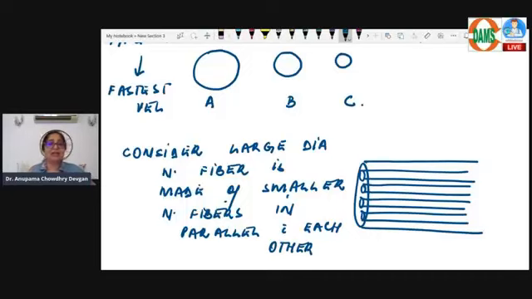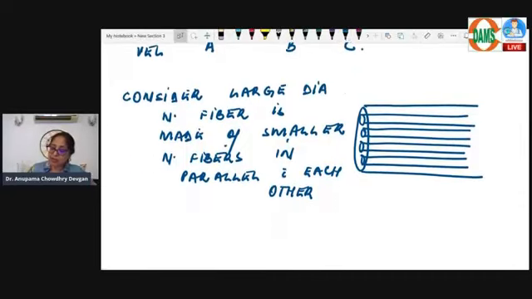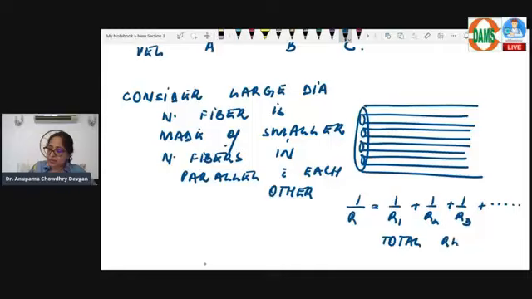And whenever you have anything in parallel with each other, what happens with the total resistance? Total resistance is 1 upon R is equal to 1 upon R1 plus 1 upon R2 plus 1 upon R3 and so on and so forth. So basically what happens with the total resistance? The total resistance will decrease. If you remember your physics, whenever you have circuits in parallel, the total resistance decreases. When you have something in series, the total resistance increases. Right? Here, the total resistance now decreases.